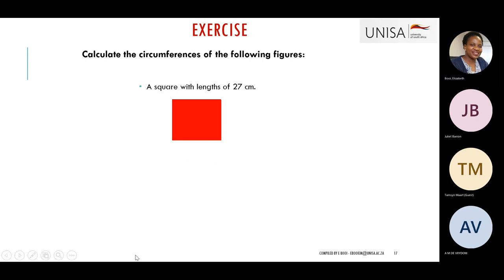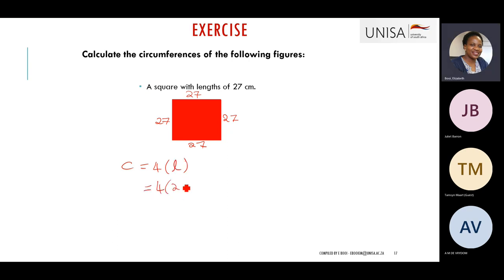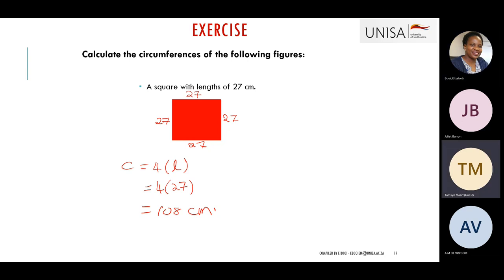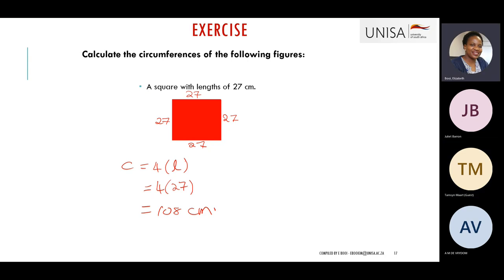Yes, that's correct. So we know that this length is 27, this is 27, this is 27, this is 27. The formula is C is equal to 4 times L, and therefore it will be 4 times 27, which is equal to 108 centimeters. I got a little confused with the 4, so I put the 2 instead of the 4, and then I got it wrong. But thank you for correcting me. No worries, no worries.